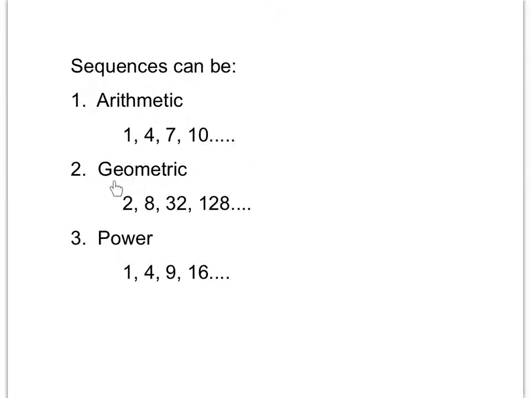They can be geometric, where I'm multiplying by a number each time. In this case, a sub 1 is 2, 2 times 4 is 8, 8 times 4 is 32, 32 times 4 is 128, etc. The next term would be 128 times 4, which, don't tell me, I think that would be 512.